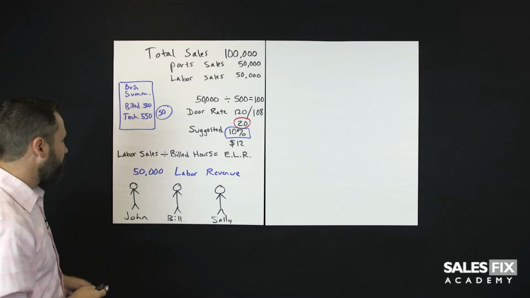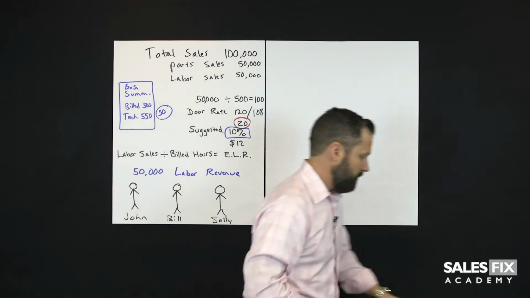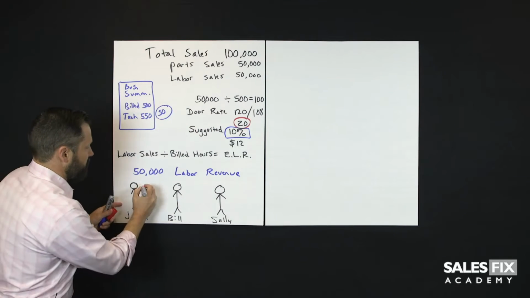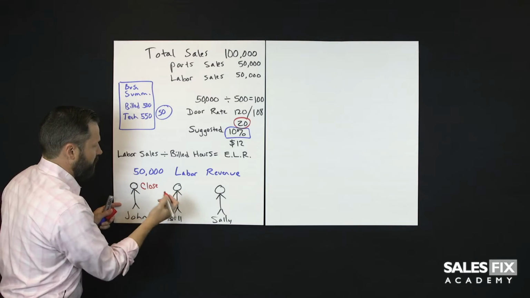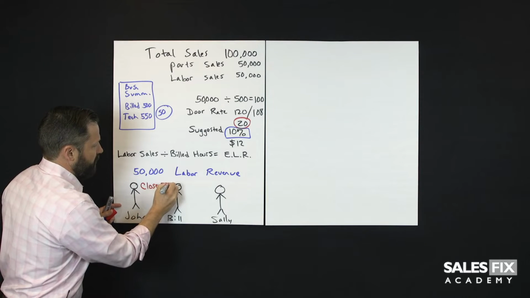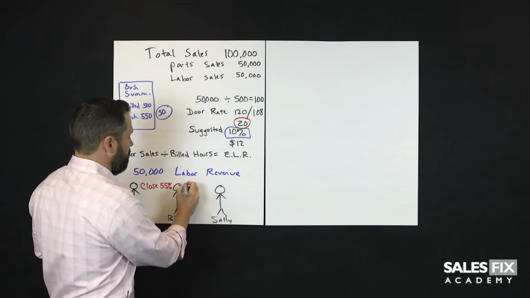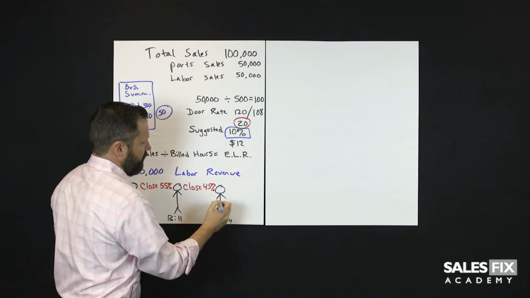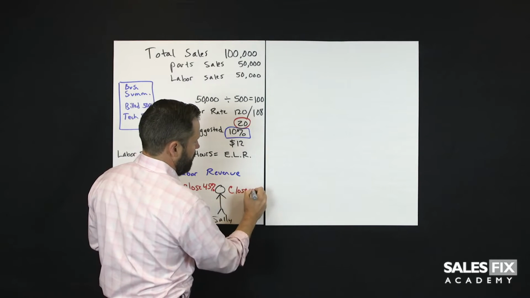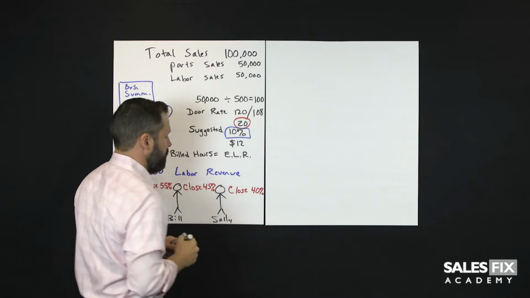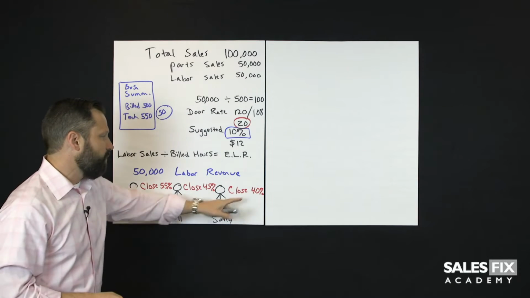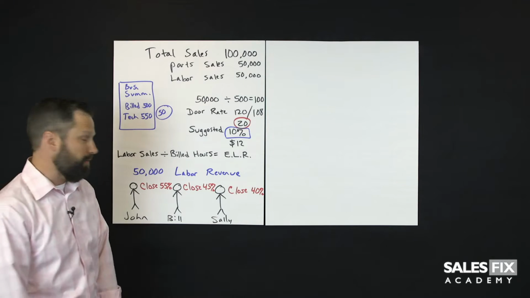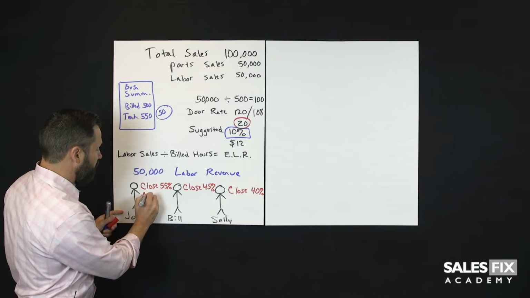If we go and review John, John's pretty good. On the surface, John looks like he's awesome. He's got a close percentage rate of, let's say, 55%. Let's say that Bill's got a close rate of 45%. Let's say Sally has a close rate of 40%. So 55, 40, and 45. On the surface, you'd say, wow, John looks like the man. In fact, we might even dig in and look at the ARO.